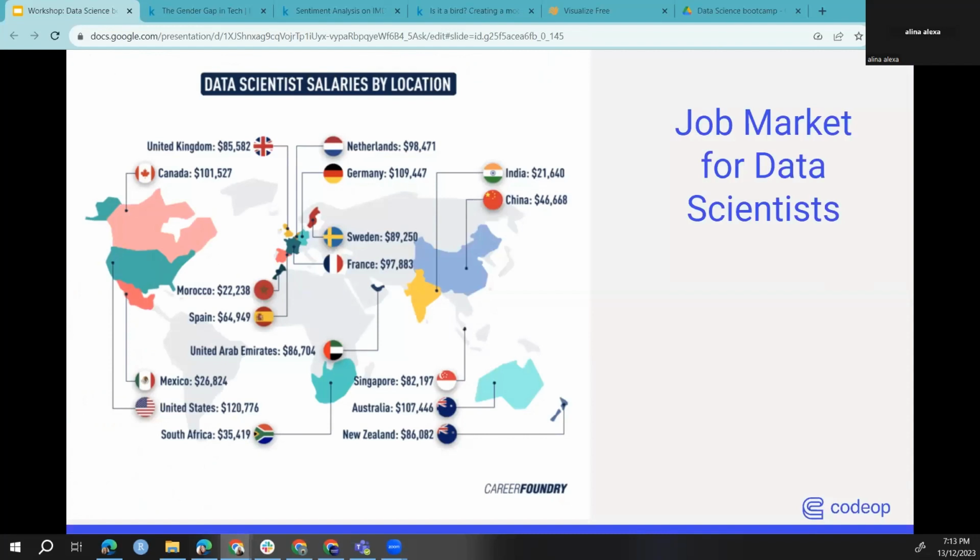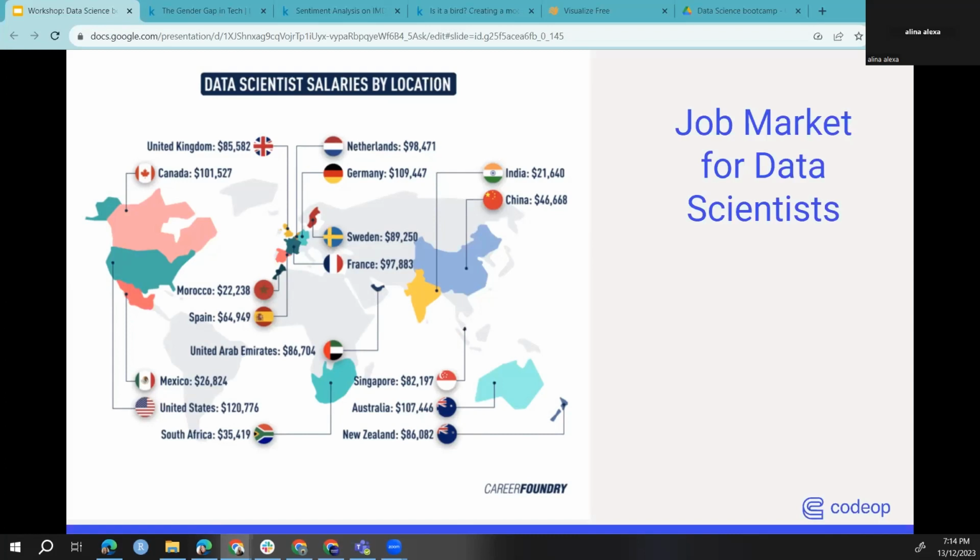All right, so let's talk about the job market for data scientists. As you see in the map, what I have is the salaries by location. Keep in mind that these are from maybe a year ago, that's where I got it from, but it still relates to what is happening nowadays. Whatever country you are in, you can have a look at more or less what income you will get.